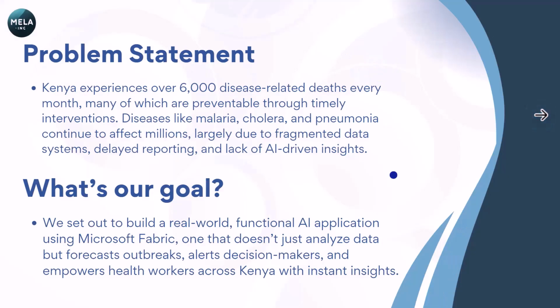The problem statement: Kenya is experiencing over 6,000 disease-related deaths every month, many of which can be preventable through timely intervention. Diseases like malaria, cholera, and pneumonia affect millions yearly, largely due to fragmented data systems. Apart from that, we have delayed reporting and a lack of AI-driven insights.